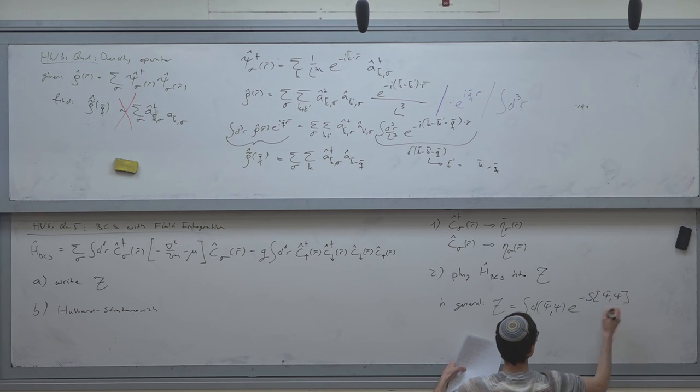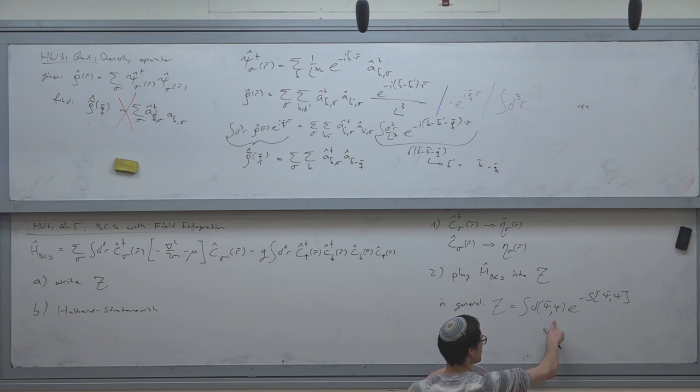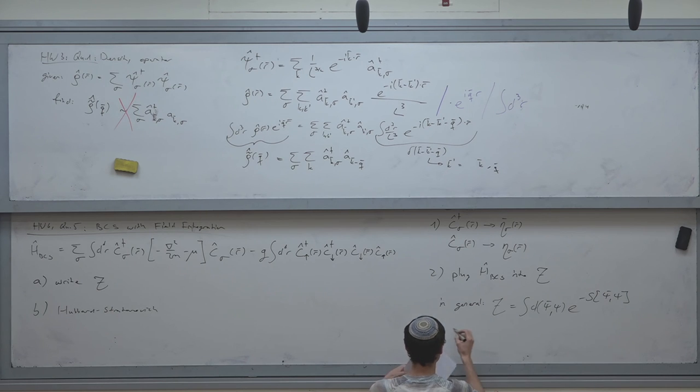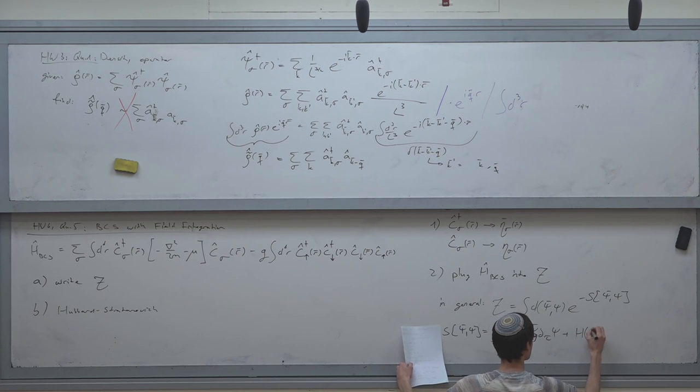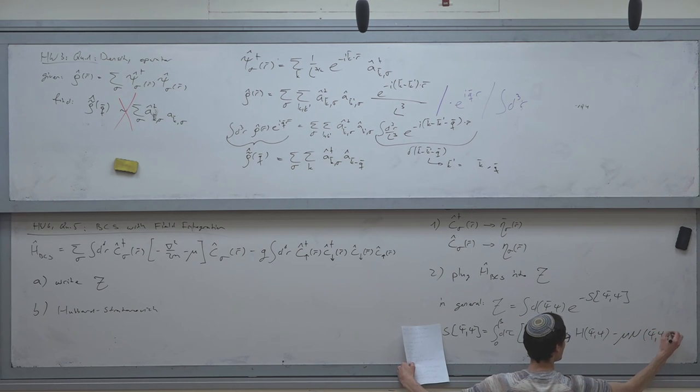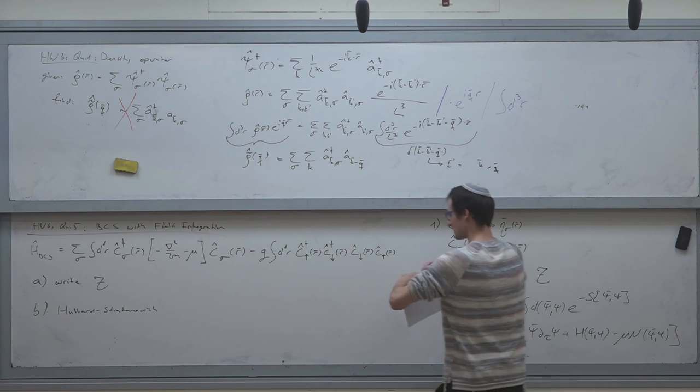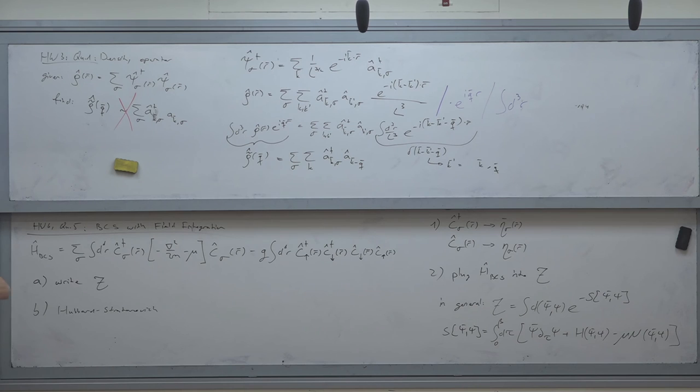So it's the sum over all different configurations of these fields, or of these Grassmann numbers, times e to the power of minus the action, and the action is always given by the integral over imaginary time d tau of psi bar d tau psi plus h, which is a function of psi and psi bar, minus mu n of psi and psi bar. All you have to do is take your Hamiltonian, this entire really weird looking thing, put it into here.